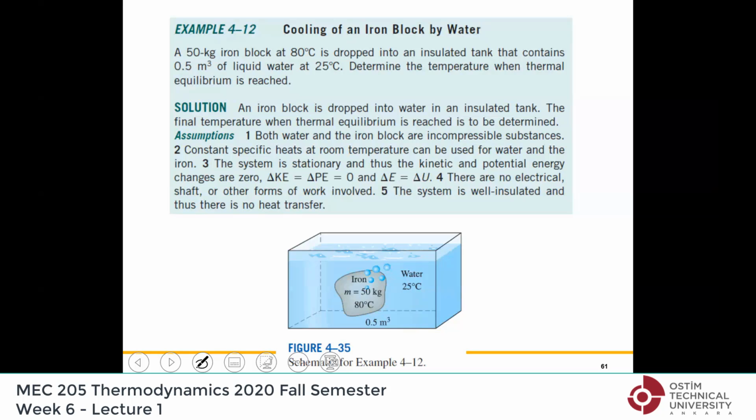Okay, now let's do some examples. Let's say we have an iron block, as you see here. Okay, it is 50 kilogram. The mass is given. The temperature is 80 degrees. It is dropped into an insulated tank. So if the tank is insulated, what does it mean? What is 0? Anybody?